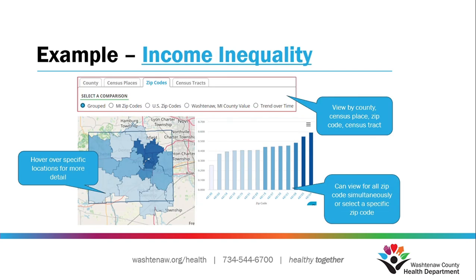And then I'll also show what the income inequality data looks like on the website. This is an example of more of a factor that influences health rather than an outcome. And it's also an example of an indicator that has more specific geographic level information. So now we'll navigate over to Health for All.